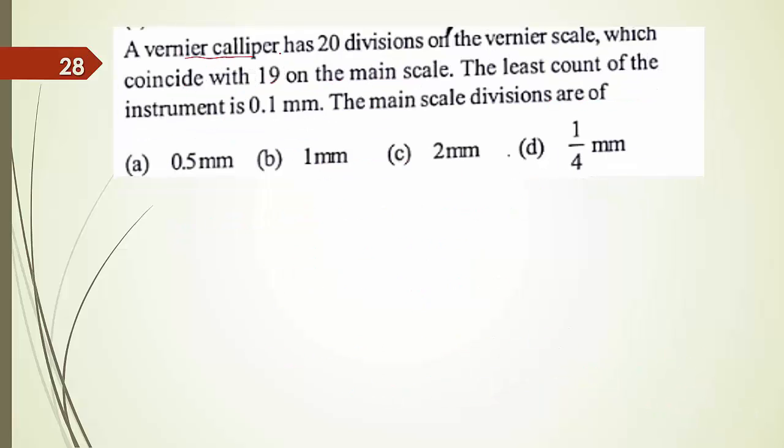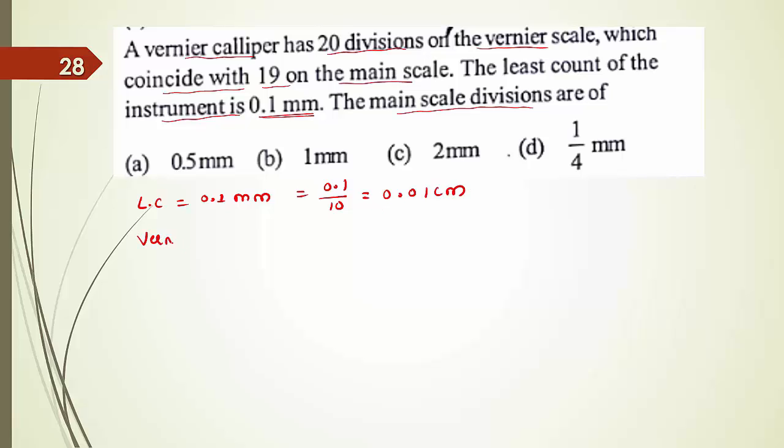28th question. A vernier caliper has 20 divisions on the vernier scale which coincide with 19 on the main scale. The least count of the instrument is 0.1 millimeter. The main scale divisions are of least count LC, given 0.1 millimeter, means 0.1 divided by 10. We can convert into centimeter, 0.01 centimeter. We know that vernier constant means 1 main scale division minus 1 vernier scale division.